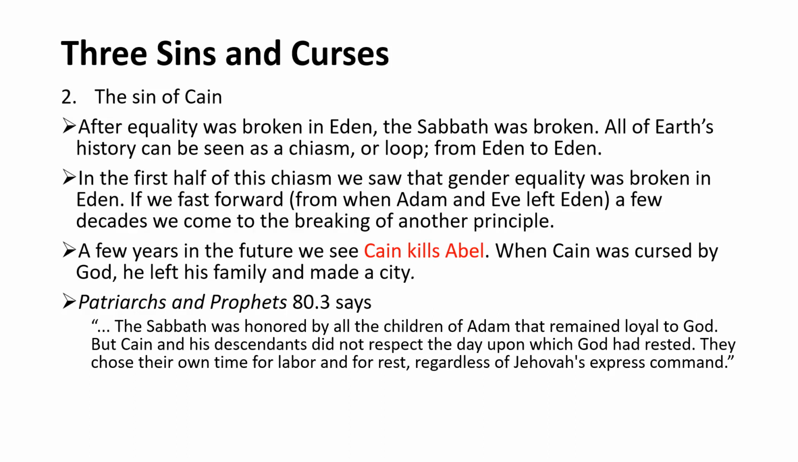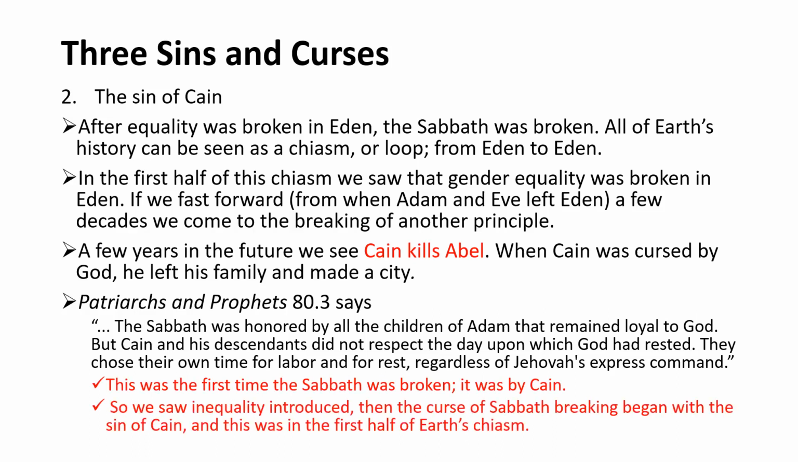Thank you. So here, Ellen White is explaining how Cain moved away from the principles that God set for Adam and Eve in the Garden of Eden. Of all the descendants of humanity by that time, it was the descendants of Cain who did not respect the day upon which God rested, which is the Sabbath. And they had their own way of worship. So this was the first time that the Sabbath was broken, and it was done by Cain.